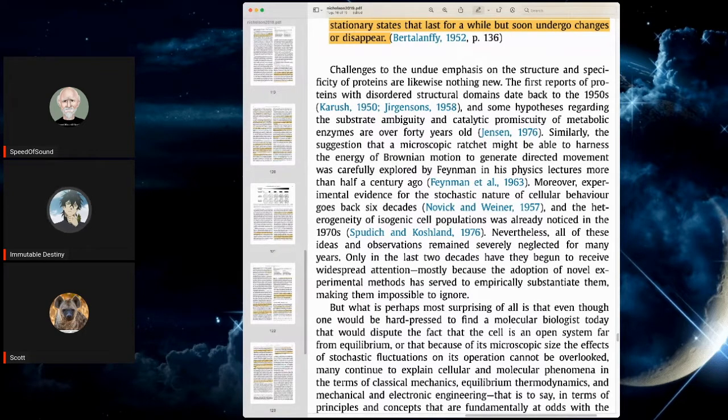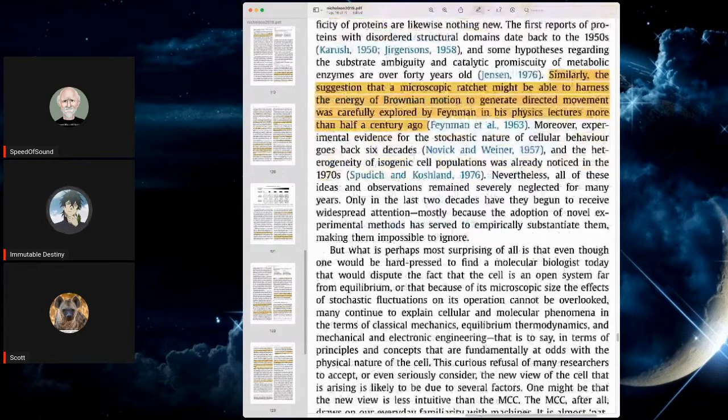Moreover, experimental evidence for the stochastic nature of cellular behavior goes back 6 decades. And the heterogeneity of isogenic cell populations was already noticed in the 1970s. Nevertheless, all these ideas and observations have remained severely neglected for many years. Only in the last 2 decades have they begun to receive widespread attention, mostly because the adoption of novel experimental methods has served to experimentally substantiate them, making them impossible to ignore.